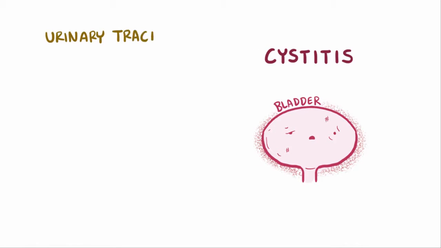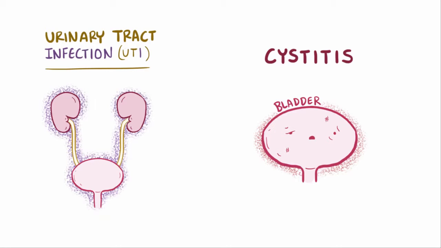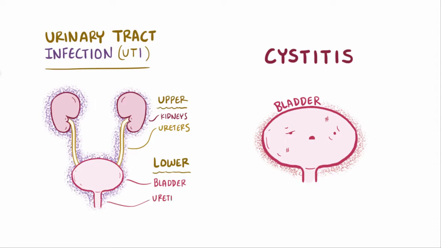Now, a urinary tract infection, or UTI, is any infection of the urinary tract, which includes the upper portion of the tract, the kidneys and the ureters, and the lower portion of the tract, the bladder and the urethra. So cystitis, when it's caused by an infection, is a type of lower UTI.